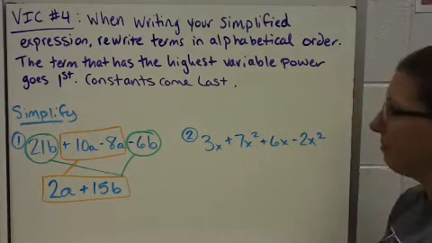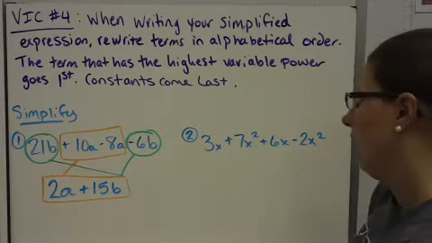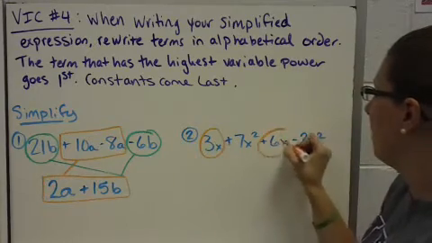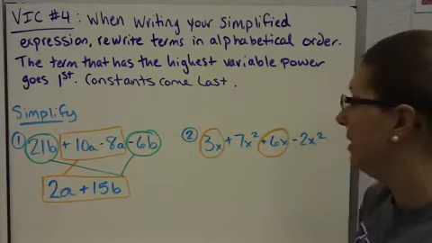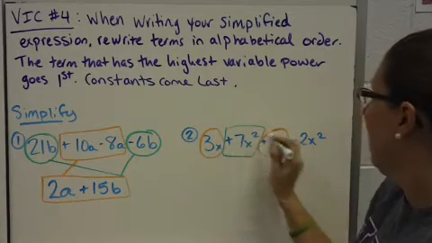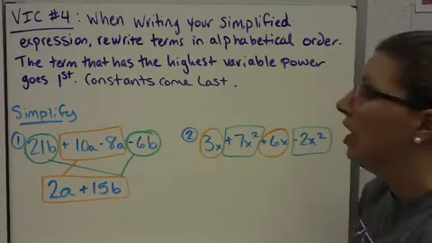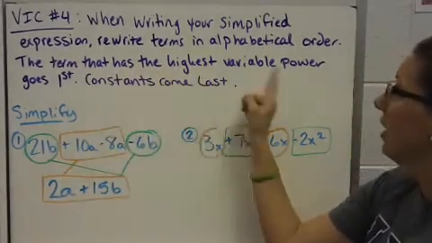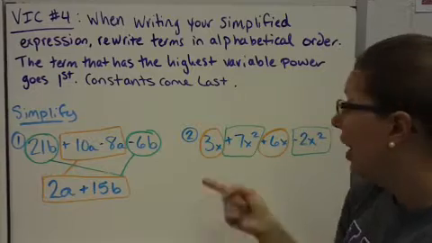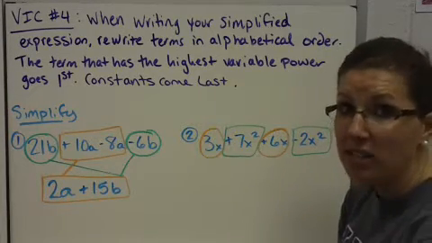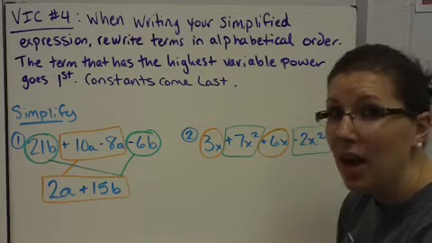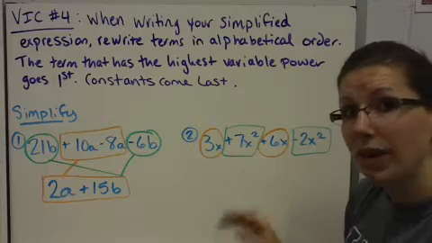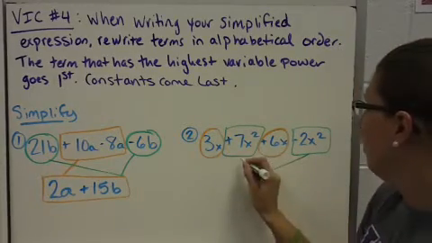Why don't you try this one? I know my x's go with my x's. My x squareds go with my x squareds. Now reread the very important concept. It tells you that the term that has the highest variable power will go first. In your problem, you've got x and x squared. So we're dealing with the same letter, but they're raised to different powers. I'm actually going to put my variables with the x squareds first. So let's go ahead and simplify that.